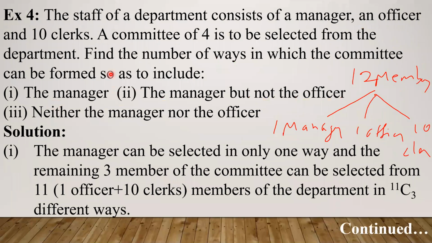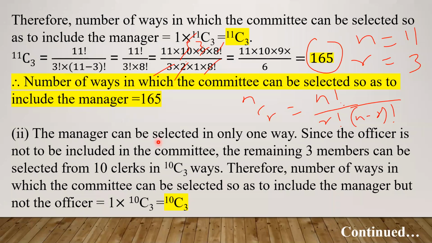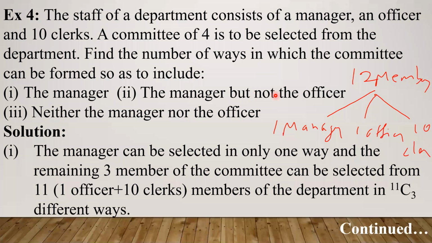What is the next question? You have to form the committee in such a way so as to include the manager, but not the officer. Manager should be there, but officer should not be there. Look at how. There is only one manager and we can select him in one way. The manager can be selected in only one way because there is only one manager. But the remaining 3 members of the committee should not be officers. Officer is not needed. So the remaining 3 members should be selected from 10 clerks, and that can be done in 10C3 different ways.